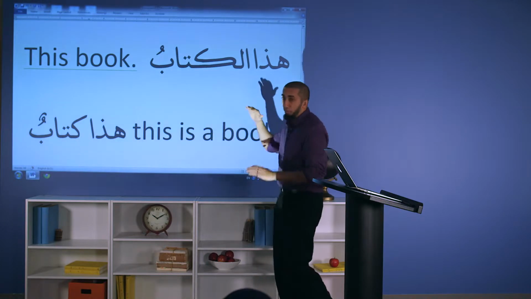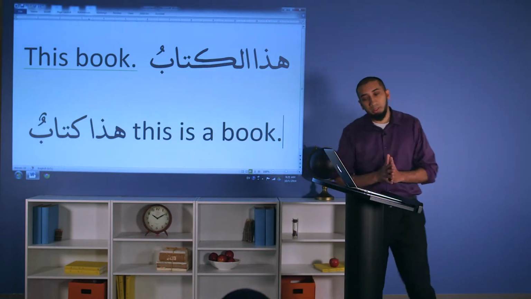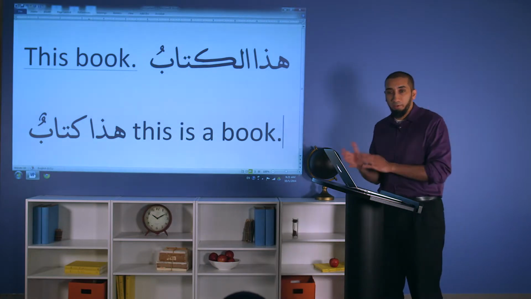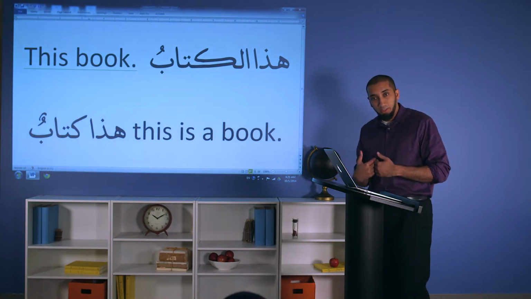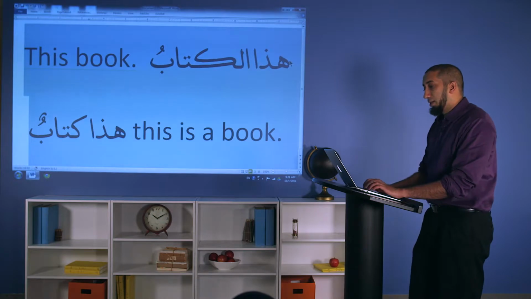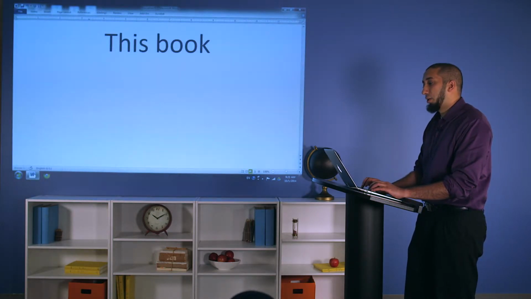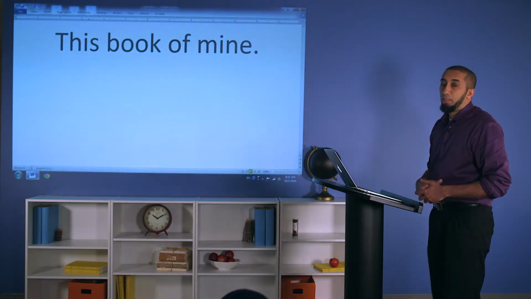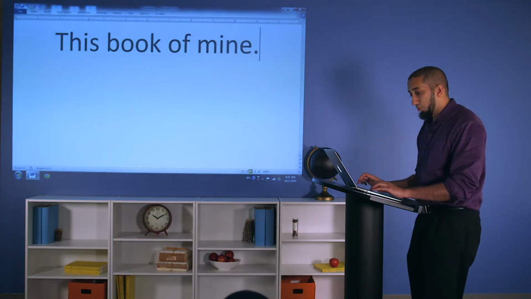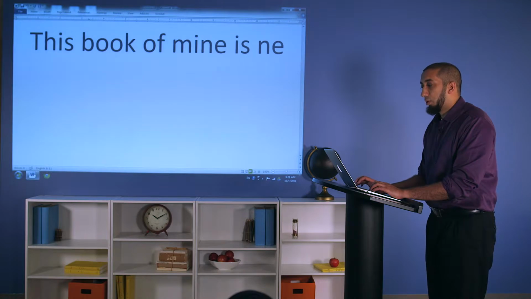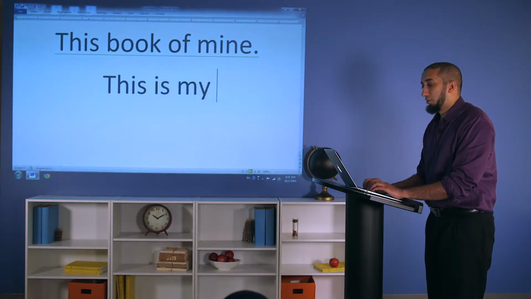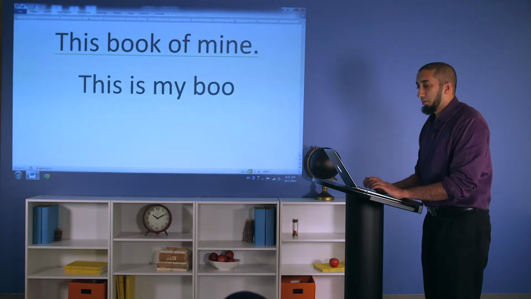So you have to, first of all, for this exercise, be really clear about the difference between a sentence and a fragment. This book is clearly a fragment. This is a book is clearly a sentence. Now, if I say this book of mine, is that a sentence or a fragment? Fragment. It's a fragment. This book of mine is new is a sentence. Or if I said, this is my book, then that would be a sentence.